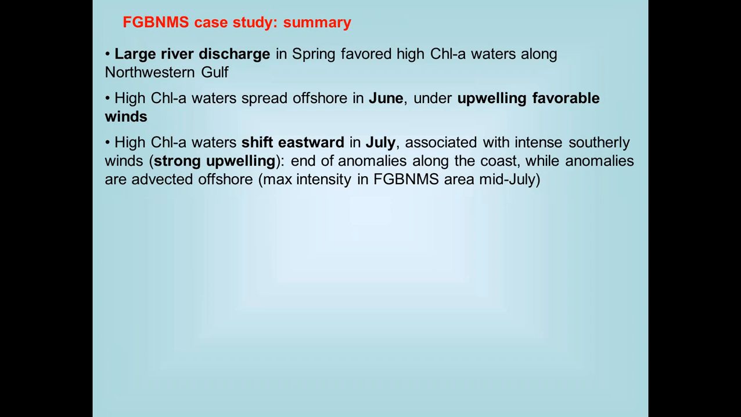So if I summarize that case study, the specific Flower Garden Banks case study, we saw very large river discharge in spring that led to the formation of large quantities of river waters along the coast of the Northwestern Gulf. And those coastal waters spread in two episodes, one in mid-June and, more importantly, one in July, where these coastal waters were spread all over the shelf and advected over the Flower Garden Banks area.